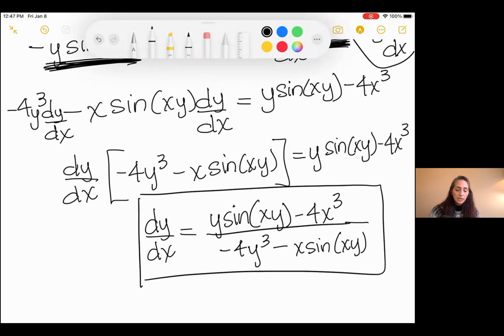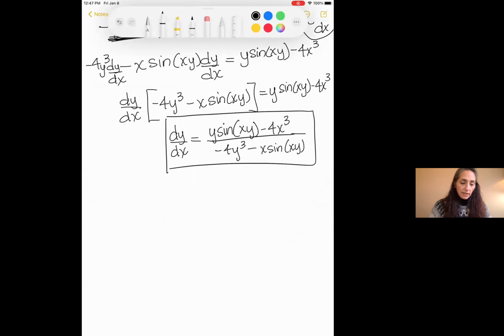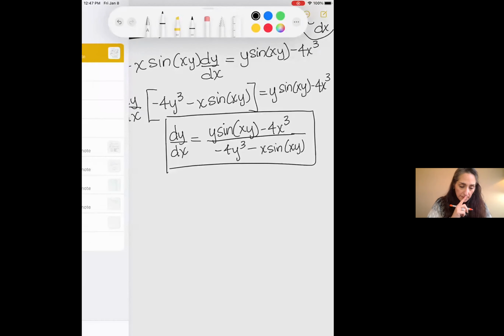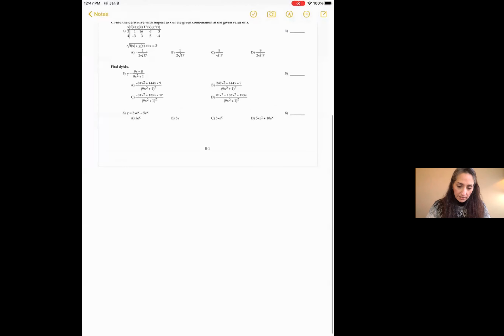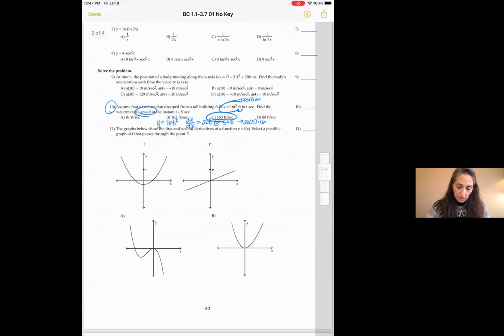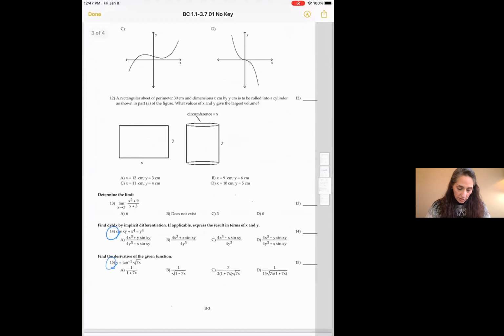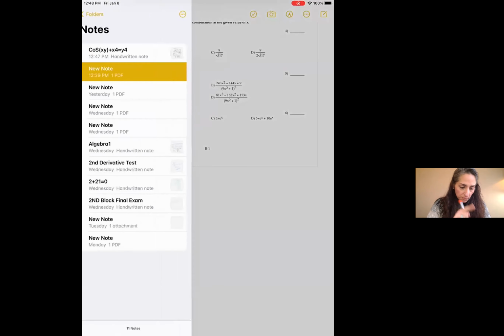Now we might have to take a negative out or something to get it to match the multiple choice. So let's see here. I think it ends up being, and I can't remember what we wrote down. Let's see, if I go back to my note.